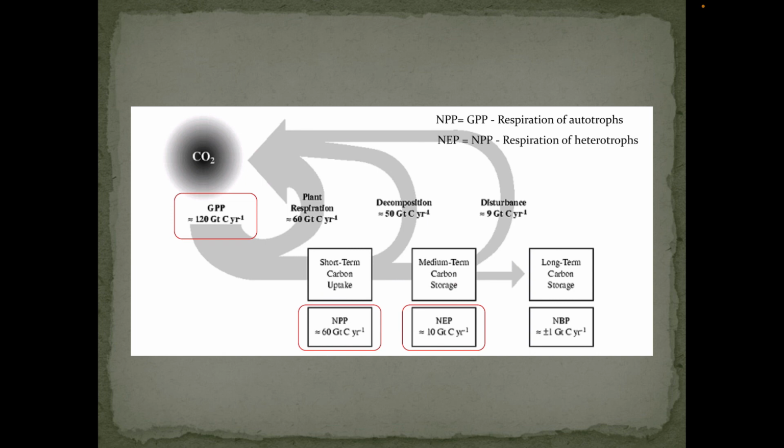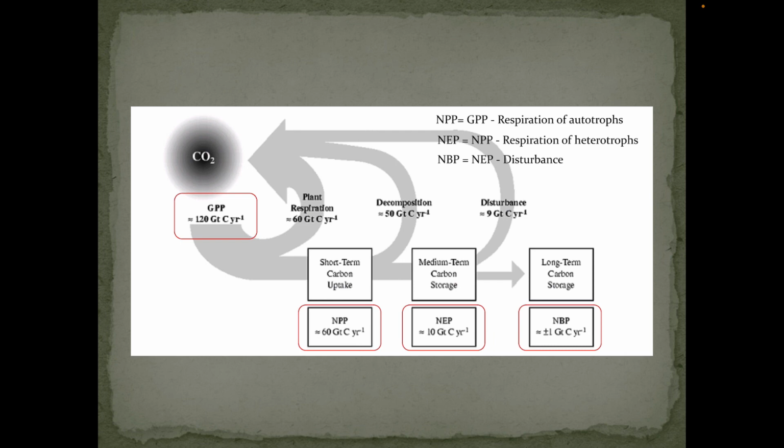But wait, there's more. We can take this one final step up to net biome production, or NBP. This occurs at a very large scale and includes each of the last steps we talked about, but it also includes carbon returned to the atmosphere by disturbances like fire or pest damage. So how do we measure these categories?